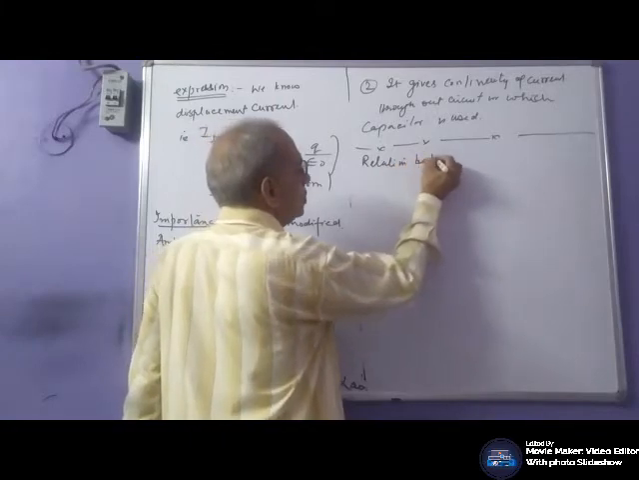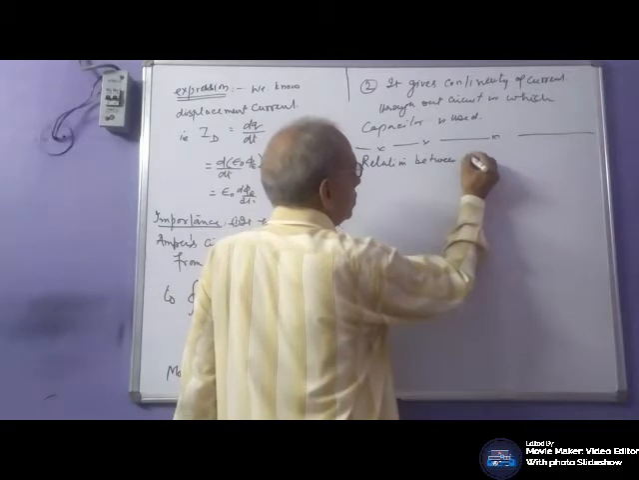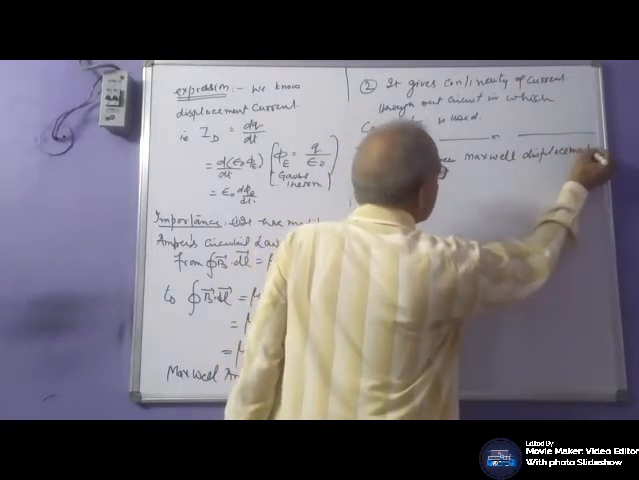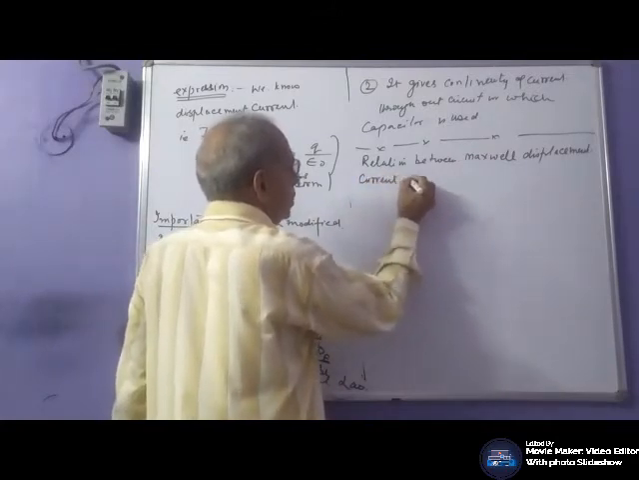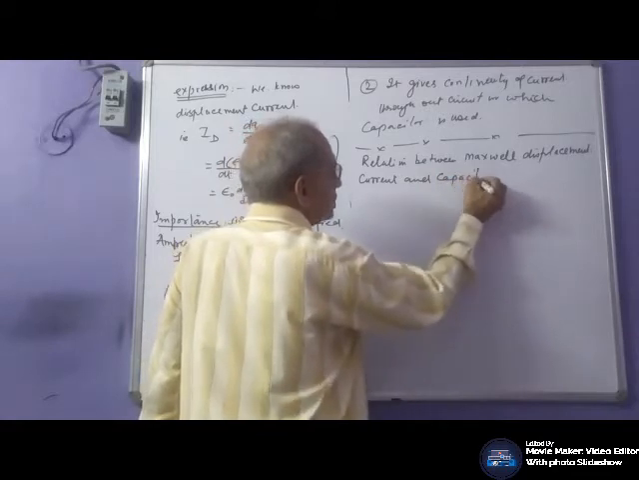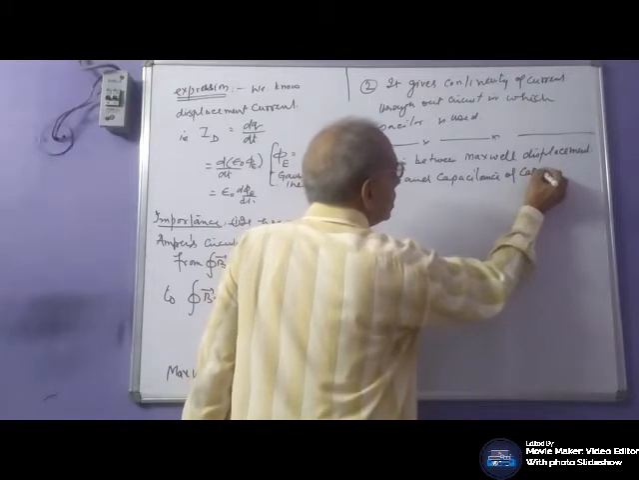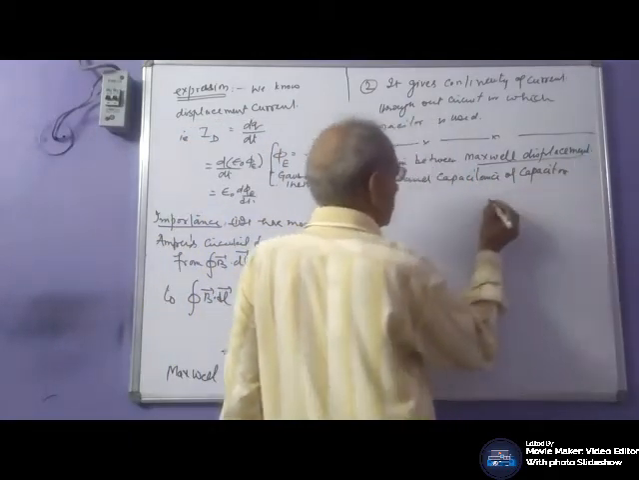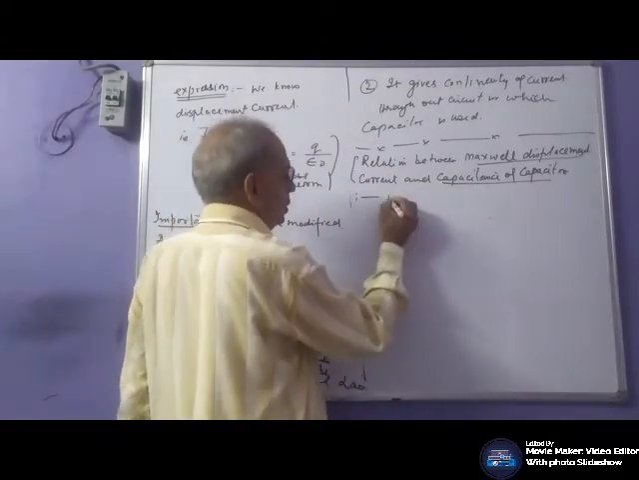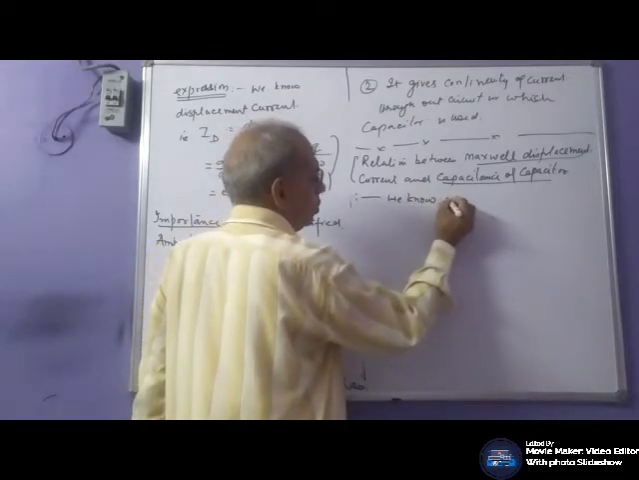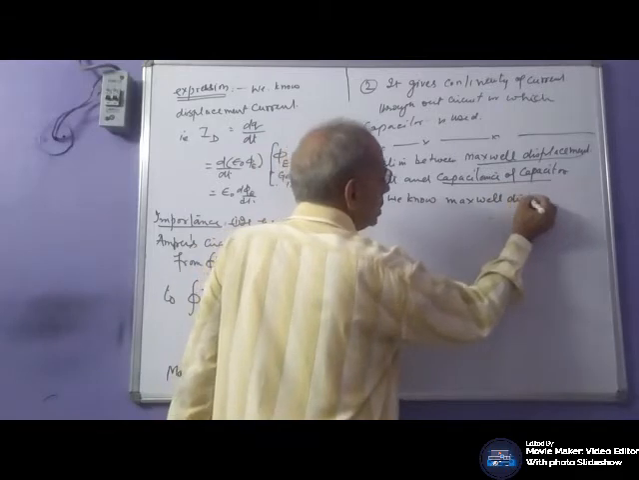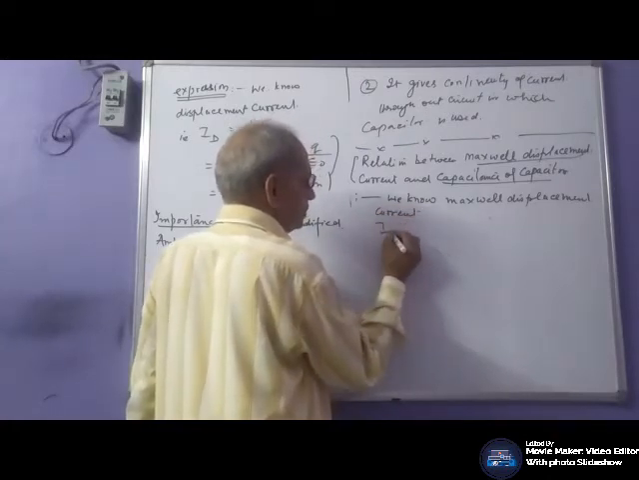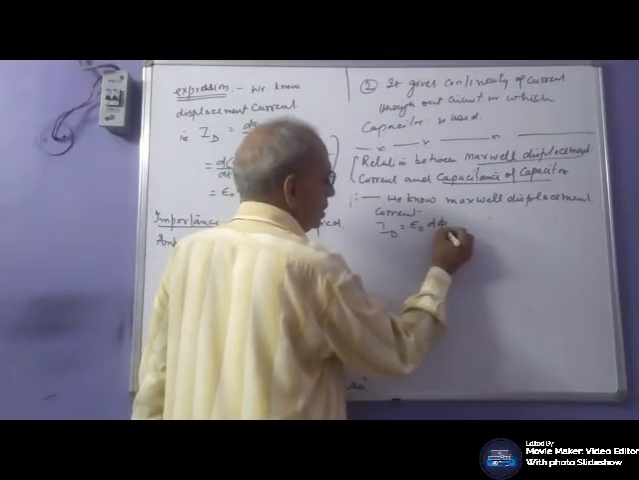Relation between Maxwell displacement current and capacitance of a capacitor. This one. We know the Maxwell displacement current ID is epsilon naught d phi E by dt.